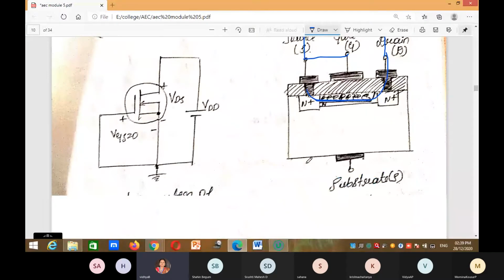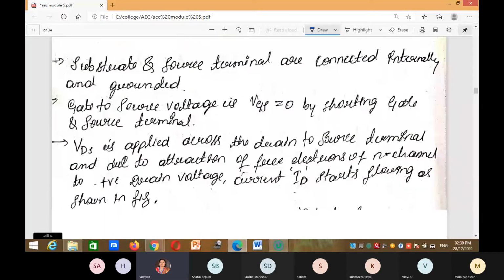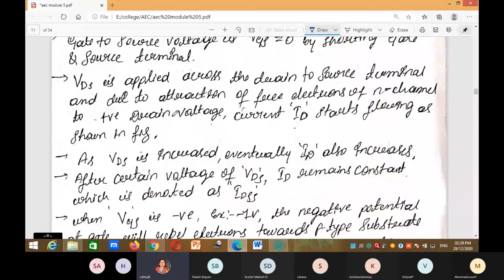When VDS is applied to the drain to source terminal, due to the attraction of free electrons of the N channel to positive drain voltage, current ID starts flowing. You can observe in the figure, as VDS is increased, eventually ID also increases. After a certain voltage of VDS, ID remains constant, which is denoted as IDSS.